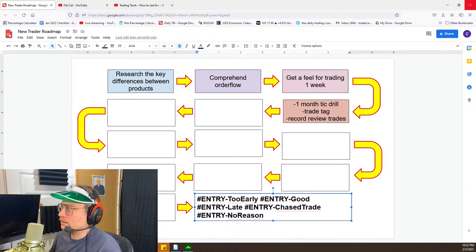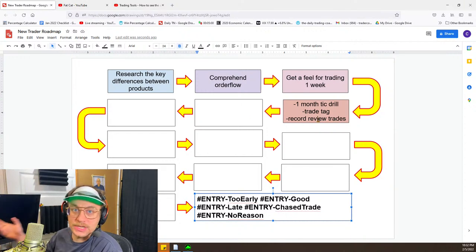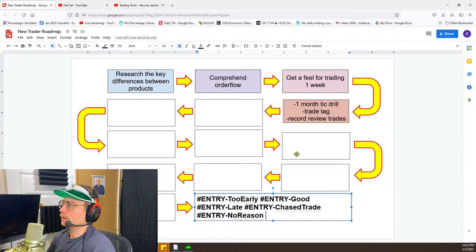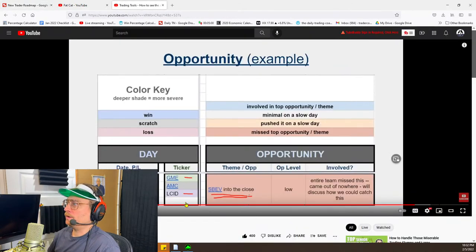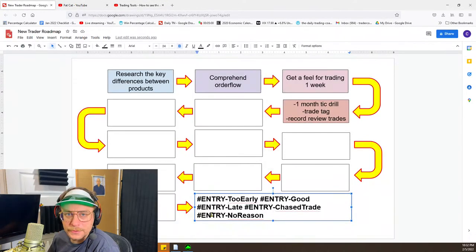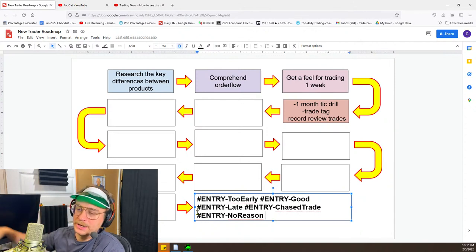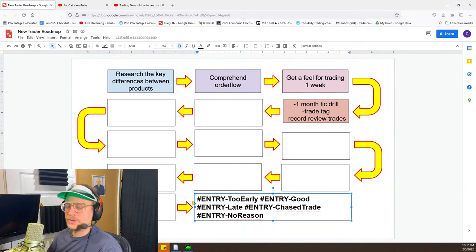And I suggest the first month you're doing your tick drills, grade those entries. Like, actually grade them. And then what you can do is you could color code them like in this one video, because he color codes. See how there's color coding up here? It tells you what the color code means. So you could color code all of these differently in a spreadsheet. So export your demo trades into a spreadsheet and then start color coding them. That way you can see if maybe you're chasing too much and then you can start to nip that in the ass.